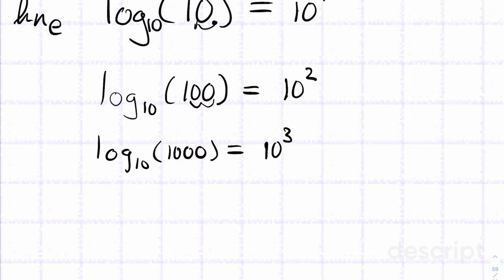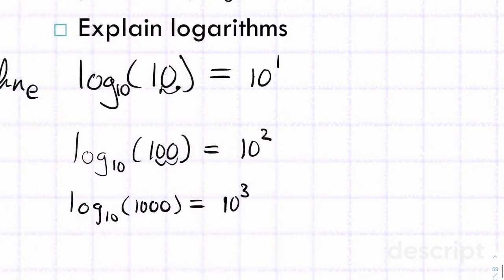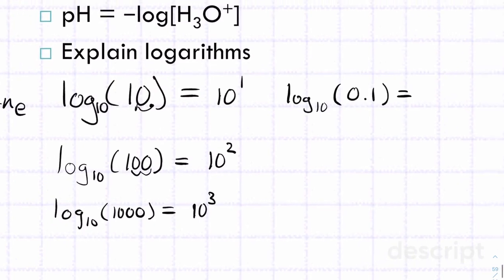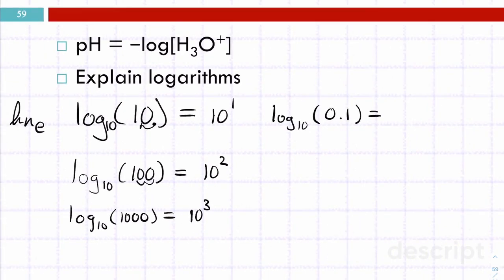So for numbers that are larger than 1, we get positive exponents. If I switch this up now and I say, what is the log base 10 of 0.1? Any number that's less than 1 is going to give us a negative result for a log base 10. So the log base 10 of 0.1 is going to be negative 1. Oh, I'm sorry. Well, okay.